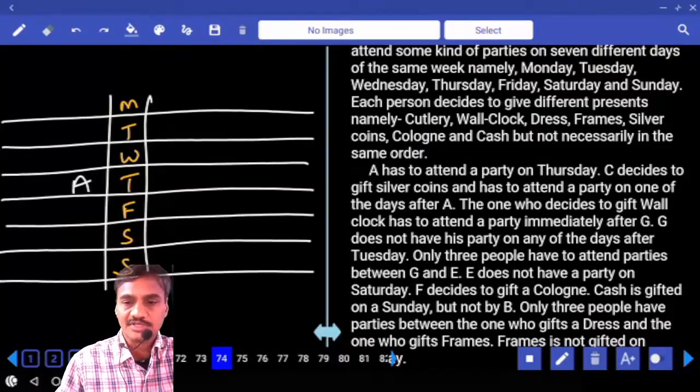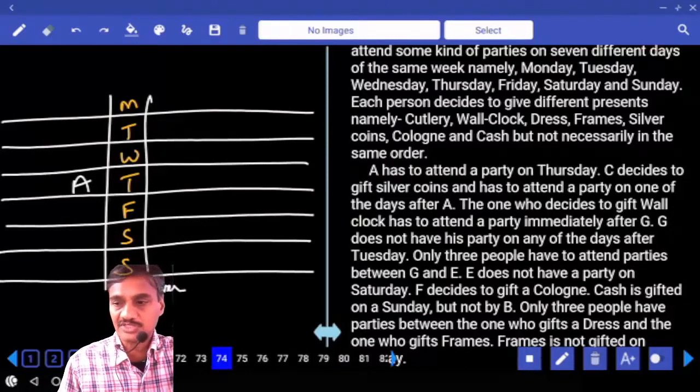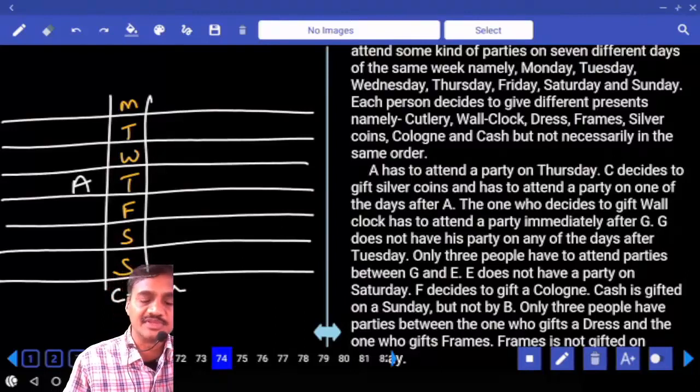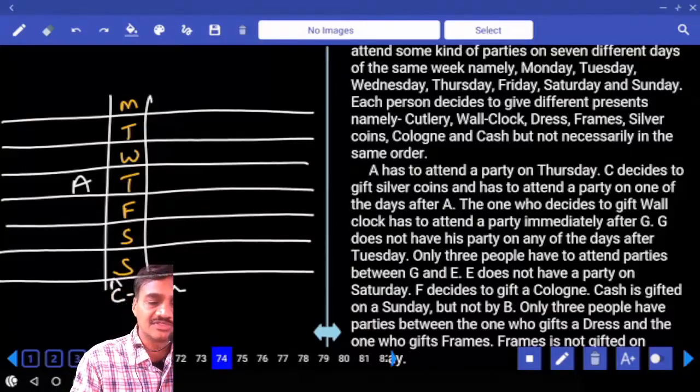And next one, C decided to give silver coin. Now this C silver coin has to attend a party on one of the days after A. It could be either Friday, Saturday or Sunday, 3 possibilities, isn't it? And C is after this A.